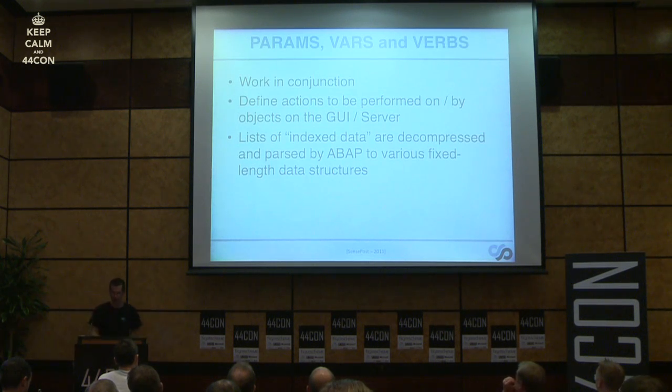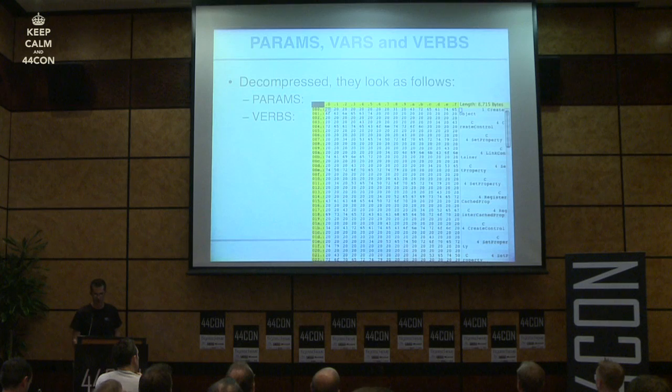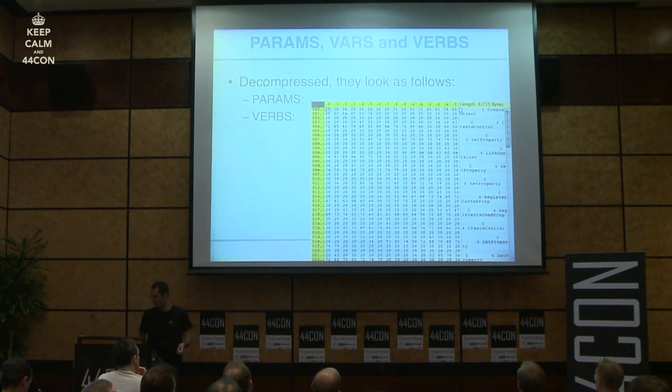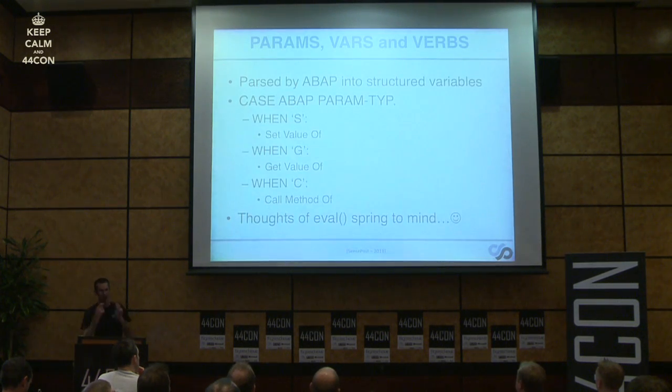They get submitted both ways. They basically are lists of indexed information. They get decompressed, and they get parsed by the ABAP runtime to various fixed-length data structures. So decompressed, you've got something like this called params, which contains a whole bunch of handles to result lists and specific GUI controls. You've got something called verbs, which contains, at first sight, some really interesting information. And you've got something called vars, which contains additional stuff. And how it works is that they're parsed into shared structured variables by ABAP, and there's a whole bunch of stuff depending on the type.